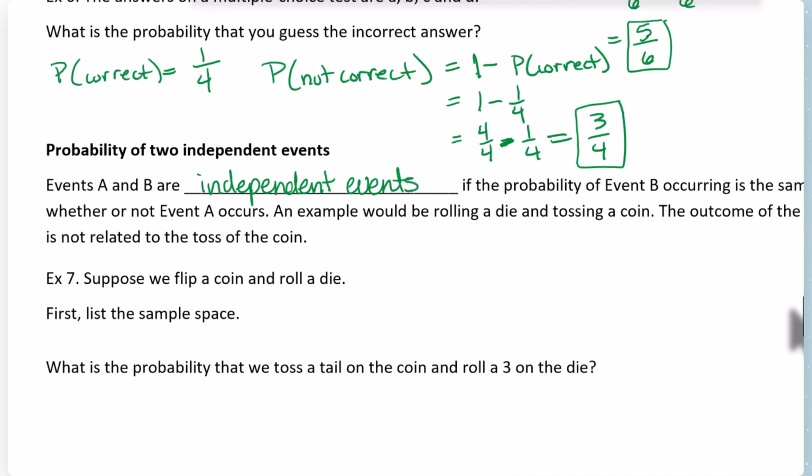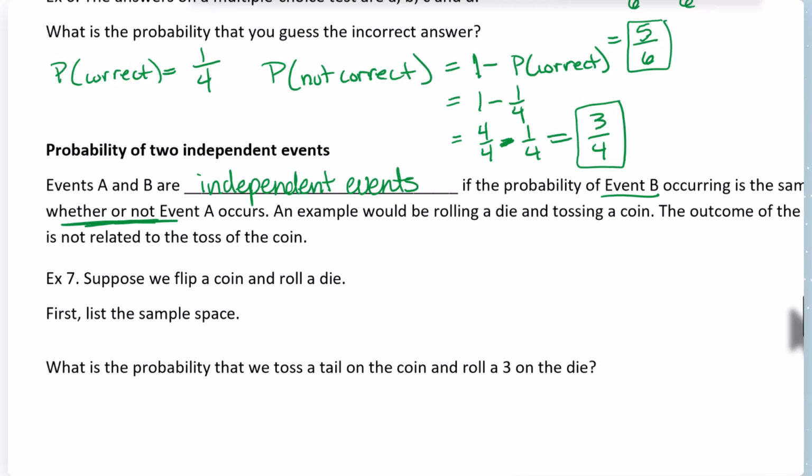They're independent events if the probability of event B occurring is the same whether or not event A happens. So B happening has no bearing whatsoever on what happened in A. Okay, they're separate events. Example, rolling a die and tossing a coin. What you get on the die has no influence or impact on what you're going to get when you flip that coin. They're two separate events.